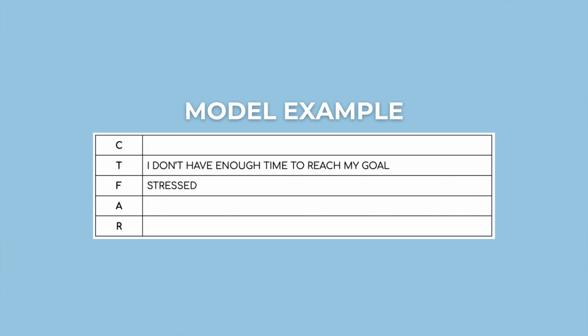The answer to that question will reveal your thought. Let's say your thought is, I don't have enough time to reach my goal. Then you'll want to identify your circumstance line. To do so, you'll want to ask yourself, why am I thinking that thought? Or what are the neutral facts of the situation that are causing me to think that thought or feel the way that I feel? You'll want to make sure that the circumstance you identify is truly neutral and objective.